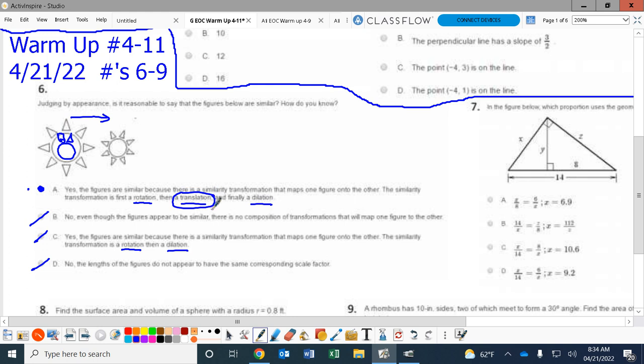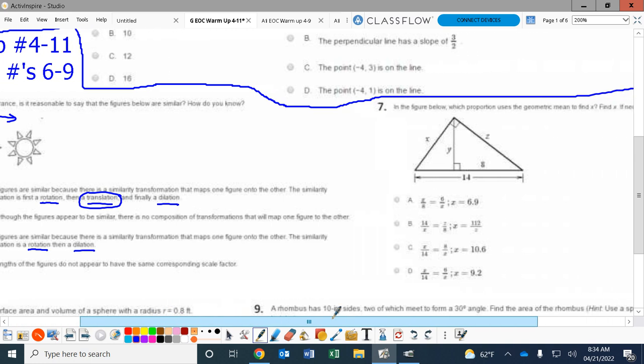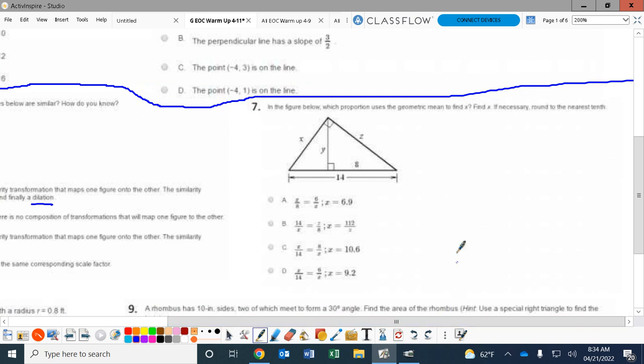Okay. This is the way you're going to have to answer questions on the EOC. You have to go through and read all of the words very carefully. Okay, now someone was asking me when we did the vocab about geometric mean. This is a geometric mean problem right here.